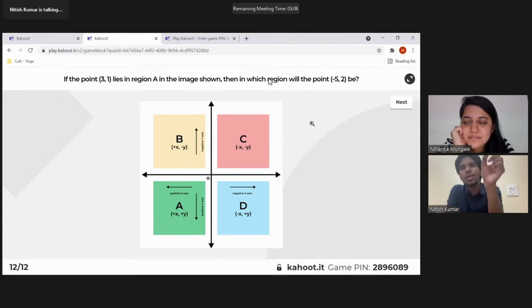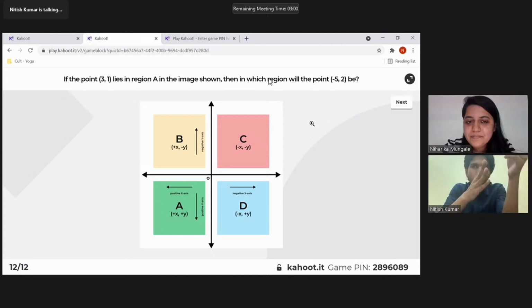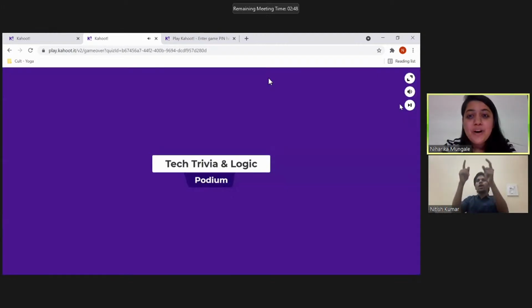So region B is plus x minus y, and region C similarly contains both numbers as negatives, and region D will contain negative x and positive y. So our question was, in which region will minus 5 comma 2 lie? That's region D.